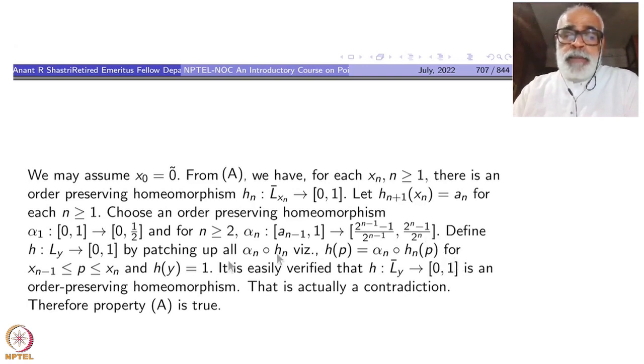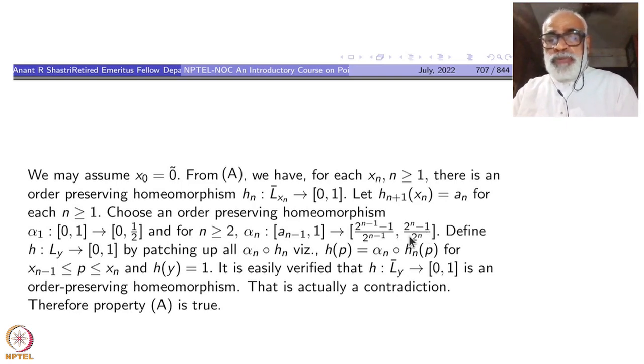Bijection: if you take the open part, throwing away Y, it is already a bijection. You have concatenated one homeomorphism after another, so it will be a homeomorphism. When you take one more point, as p converges to Y, H of p will converge to 1. That is why this is continuous. Once you have a continuous bijection, you can show that it is a homeomorphism. There is no problem. Therefore, A is true.